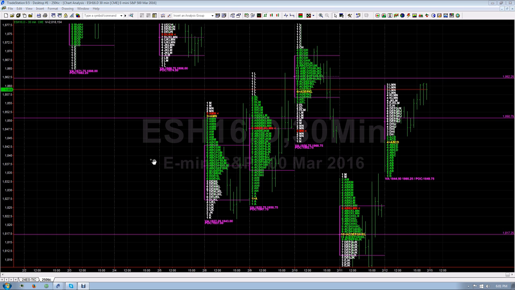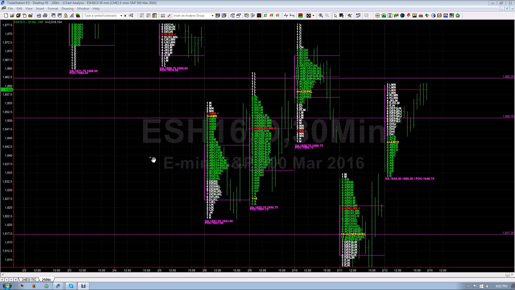For instance, from 9:30 Eastern Standard Time to 10 o'clock is the open, and it's called A period. It's A rotation. And then at 10 Eastern Standard Time to 10:30 is B rotation, and so on. And there are 13 rotations in a trading day, A period through M period.